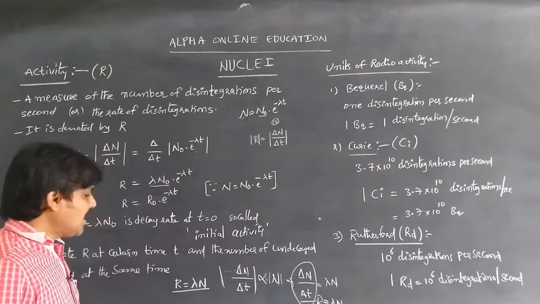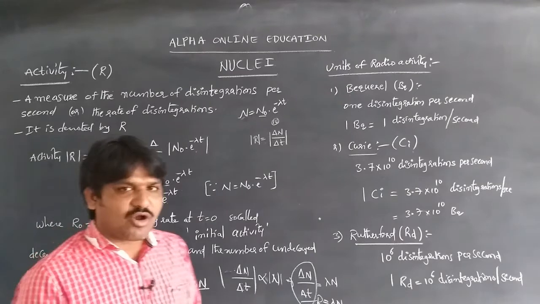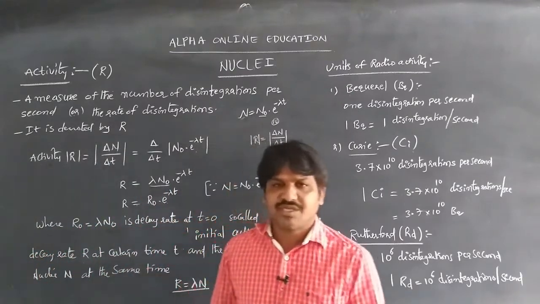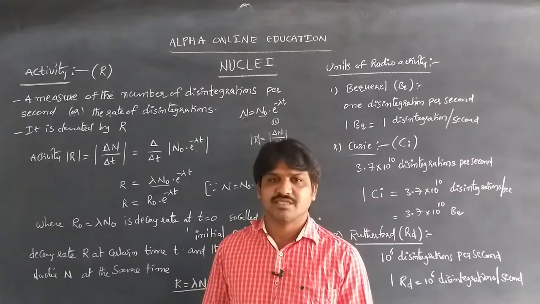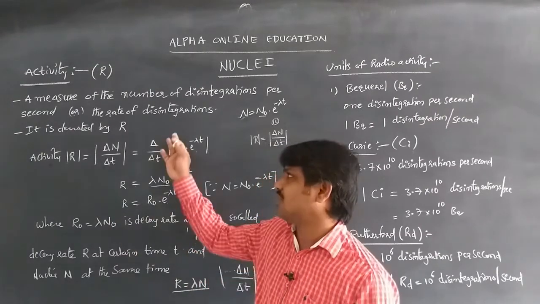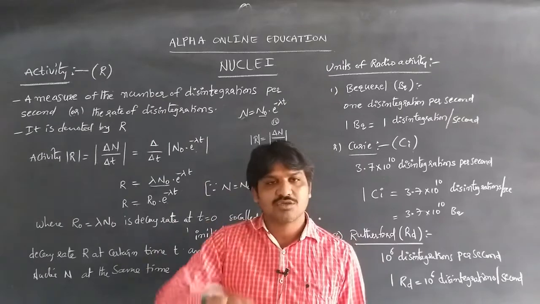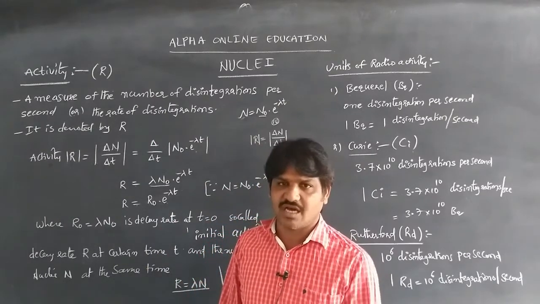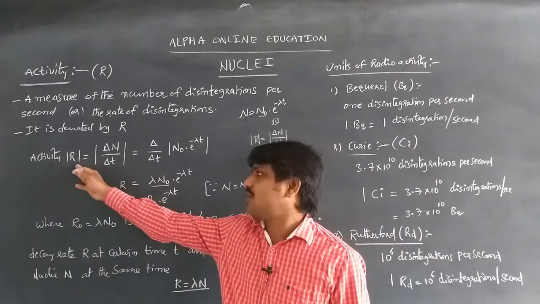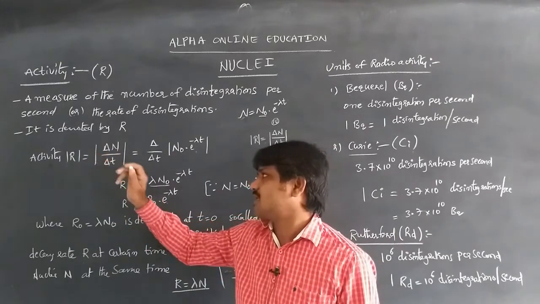This is about activity. Once again, the measure of the number of nuclei disintegrating per second is called activity, or the rate of disintegrations is called activity. It is denoted with R. By measuring that activity, R is equal to mod delta n by delta t.